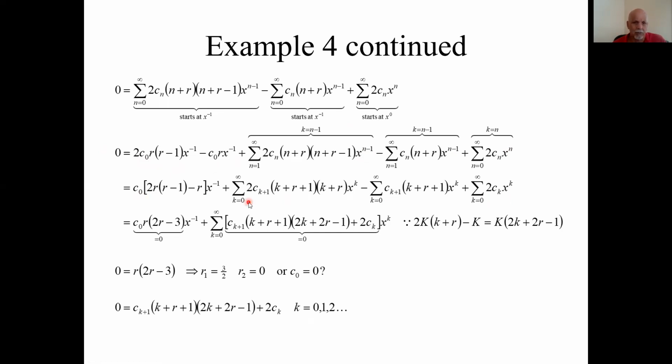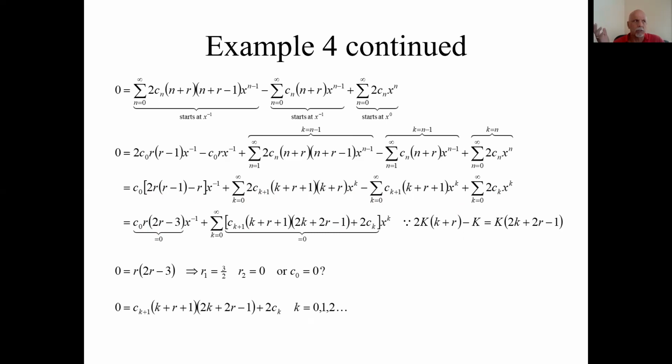We can check it again. Do they all start at the same k? They all have the same powers of x? Yes. If that's not true, you did something wrong somewhere. And this simplifies a little bit. It's r times 2r minus 3. And when I put all these three together, it simplifies a little bit algebraically.